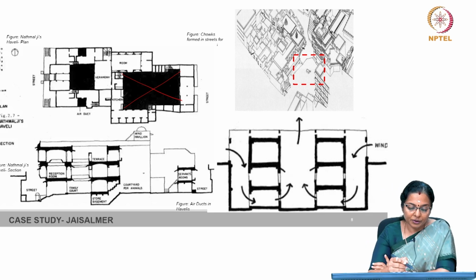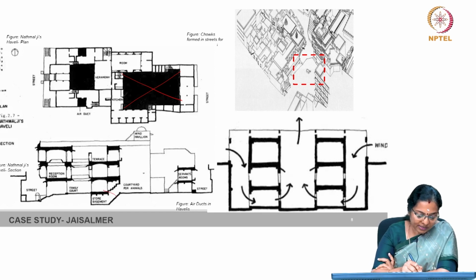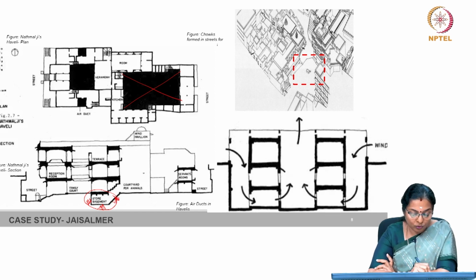So, here you can see we are taking an example of Natmal Ji's Haveli, and you can see the section where you have some subterranean space. Subterranean space means spaces which are below the earth, below the ground level, and therefore these remain cool.